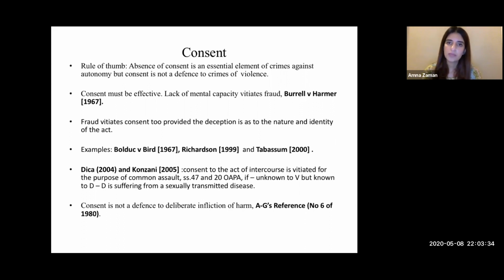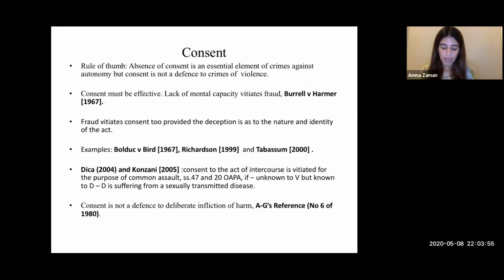So for there to be informed consent in cases of sexually transmitted diseases, the victim has to consent to both the act of intercourse and the risk of contracting a sexually transmitted disease.